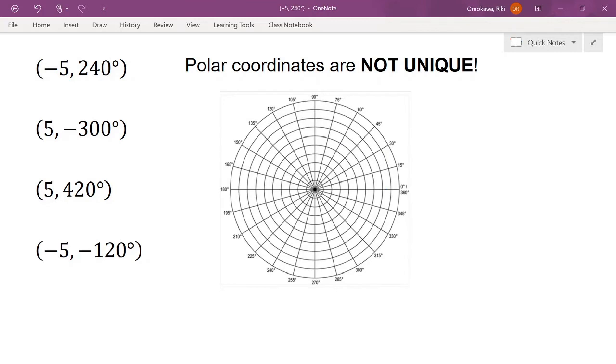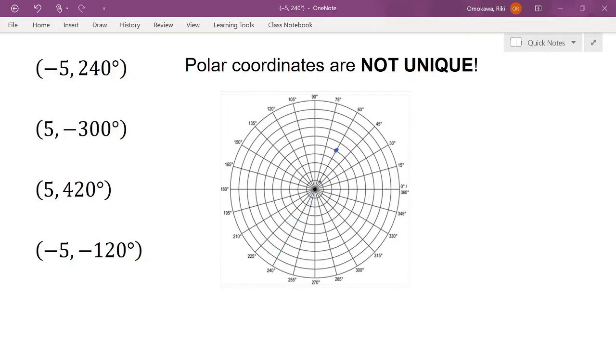Oh, one quick thing. Know that polar coordinates are not unique. So what does that mean? So here I've got 4 new points listed out, except they look like 4 different points, but they're actually all the same point in the sense that if you graph them, you'll find that they end up in the same spot. So let's see. First we got negative 5, 240. So 240 is here. But then we go backwards 5, so 1, 2, 3, 4, 5. Here's the point.